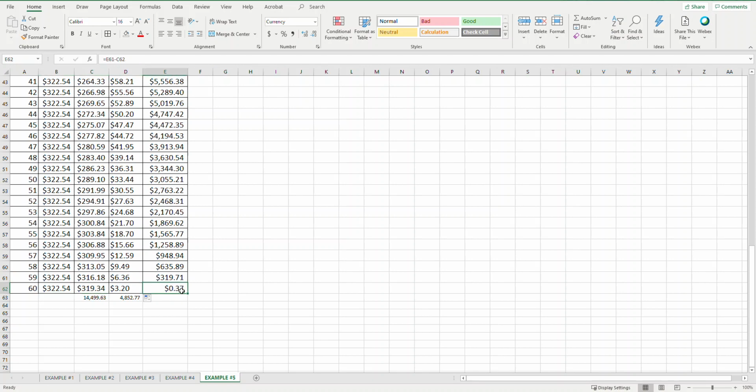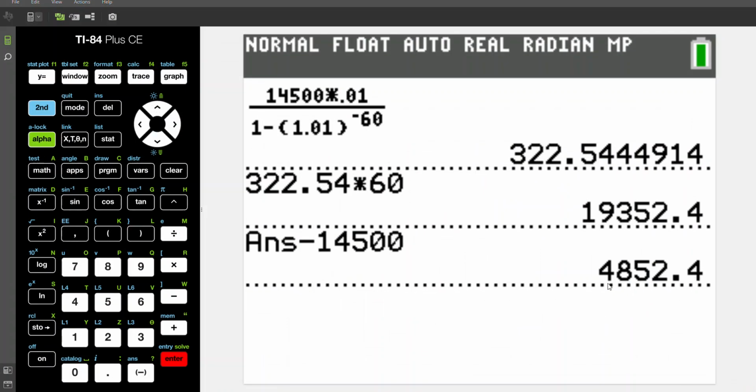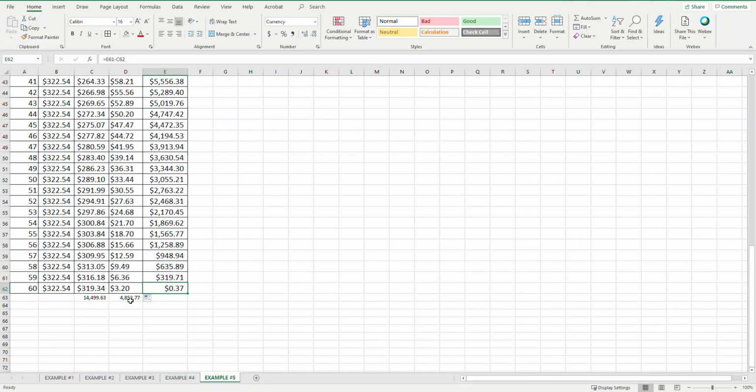So in that case, we're left with a balance of 37 cents, meaning that if we were to add that to here, then it's going to tell us how much interest we actually should pay. But remember that the amount over here needed to be $319.71. So we just put that back to fix it, and now this amount is equal to the sum of these two.